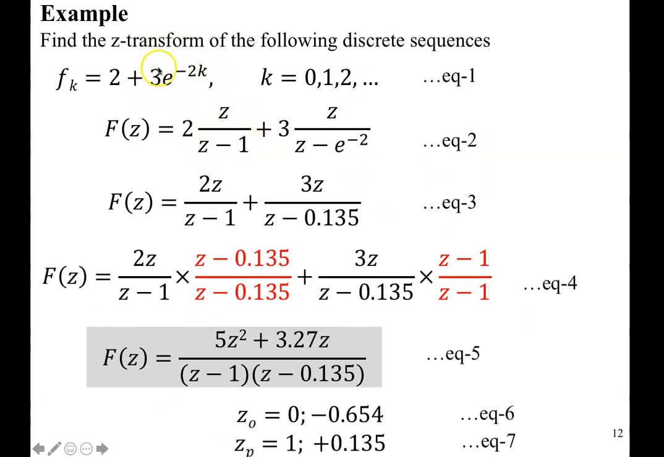Second part is 3 times the exponential function. Now the exponential function is Z over Z minus e to the minus 2. So you take away that k, so that becomes e to the minus 2. Now e to the power of minus 2, if I do the calculations, equals 0.135. So I have two parts. This part is the Z transform of that 2. This part is the Z transform of this 3 times e to the minus 2k.